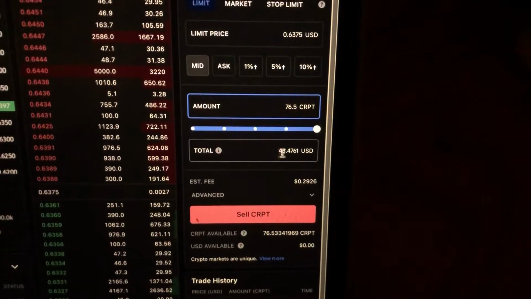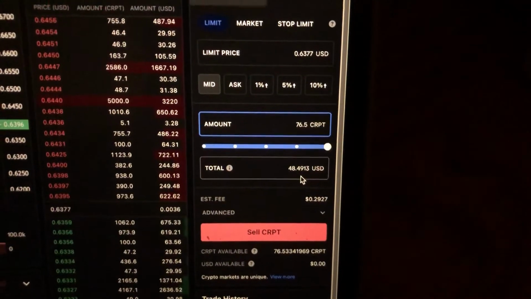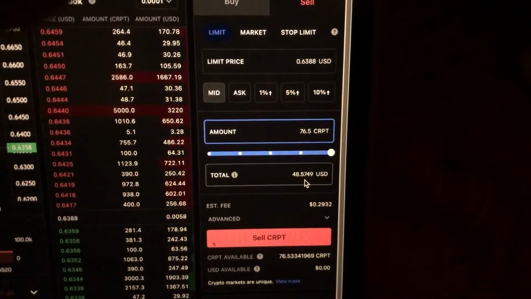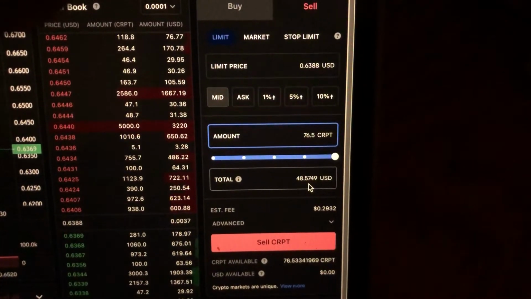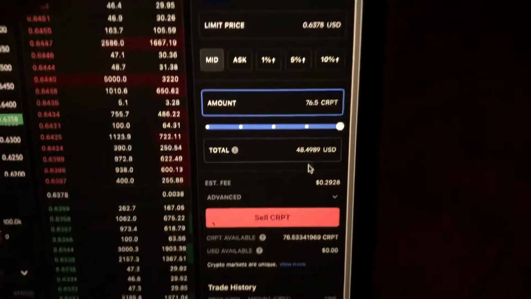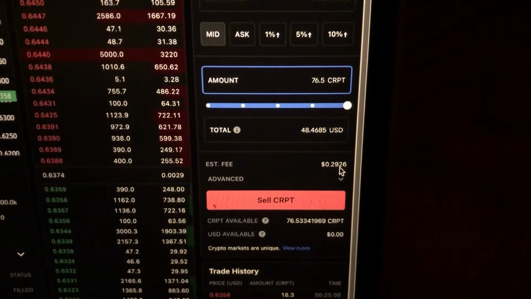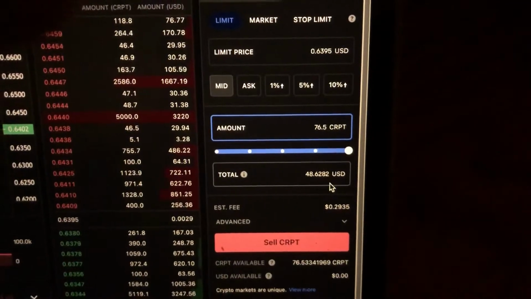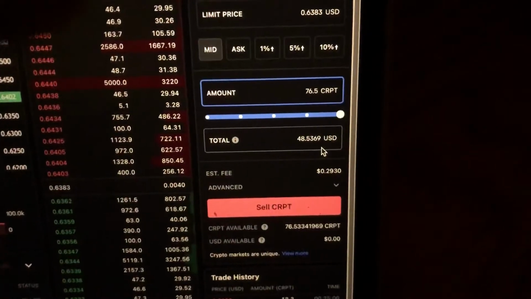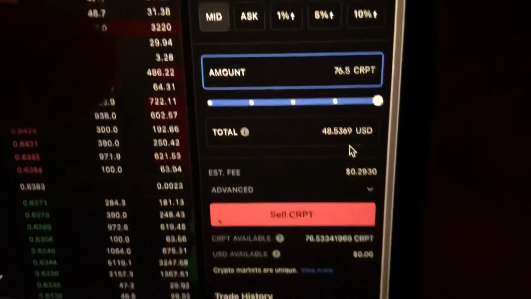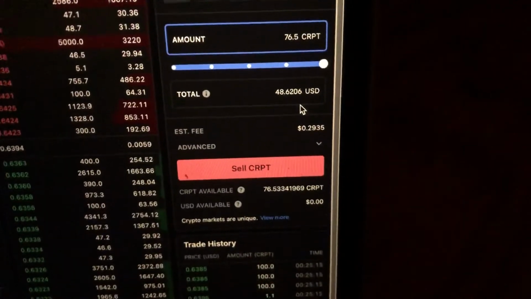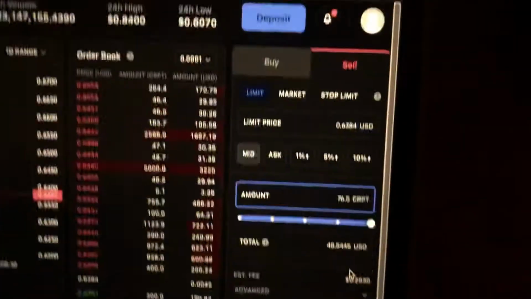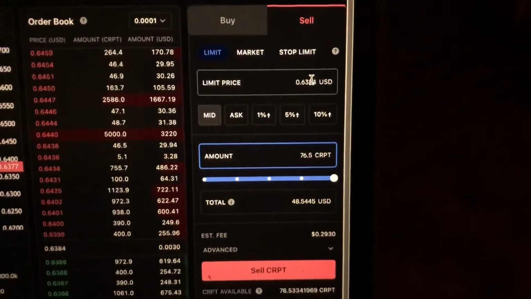Okay, so here's your total in USD that you're going to be receiving. Now I bought this for $50.75, so I'm down $2.25. This is the estimated fee, which is actually 29 cents, which is a lot better than, I don't know, for a $50 order on this crypto, it probably cost me $2-3. So I'm saving a lot of money just by doing this if I'm trying to buy in and out. Okay, and there's no slippage because you got a good limit order here.